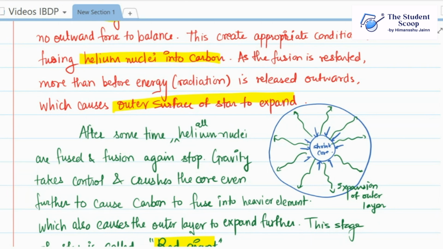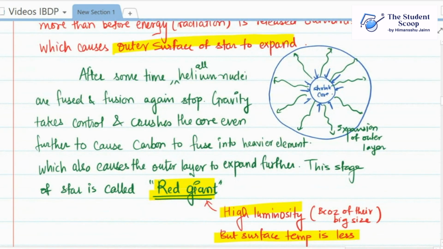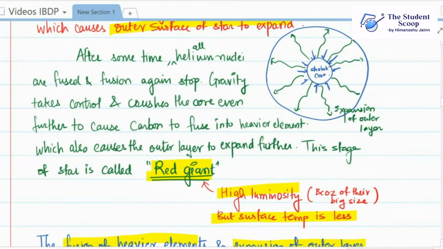So this leads to the star swelling up and the outer surface starts cooling down a little bit, but it becomes very big. This stage is called red giant. Now, red giant is a stage where the star is very highly luminous because it can be visible in the sky, and it is because of its big size, but it is cooler in surface temperature because it is further away from its core. The core is shrinking and the outer surface is expanding. This is the main story of the star, which is very close to its death.